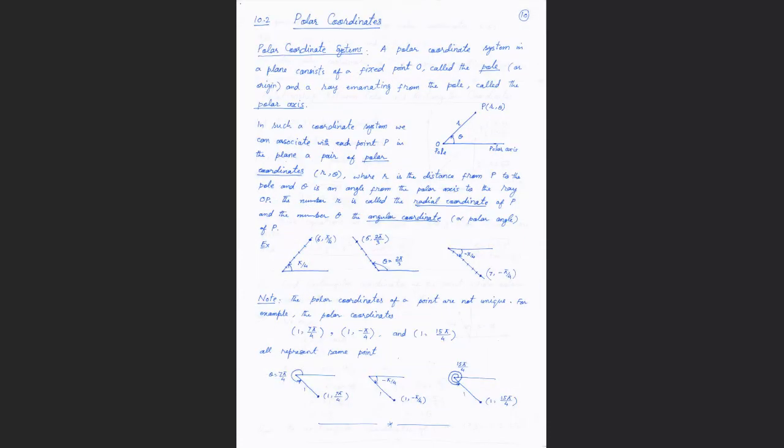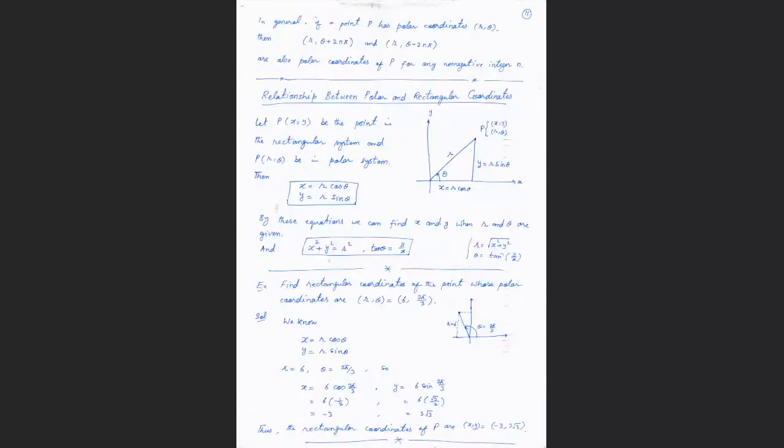See, this is the example: find the rectangular coordinates of the point where r and theta are given. We have to find the rectangular coordinates when r and theta are given. I will explain in detail with this one. See what is given: r and theta, which are 6 and 2 pi over 3.